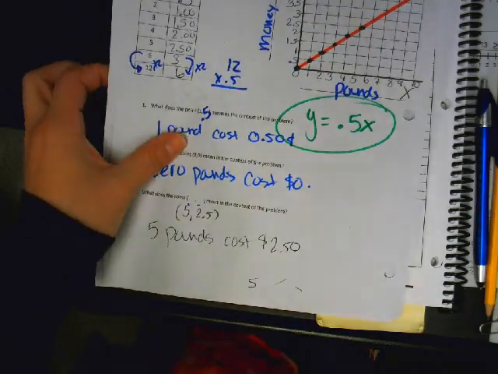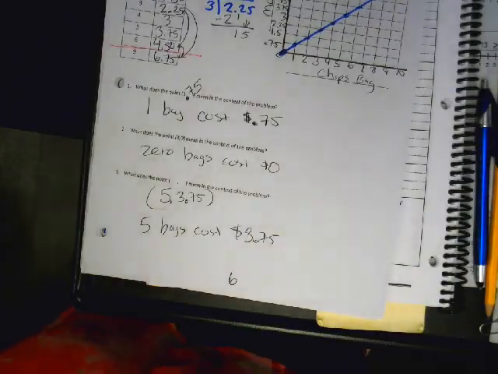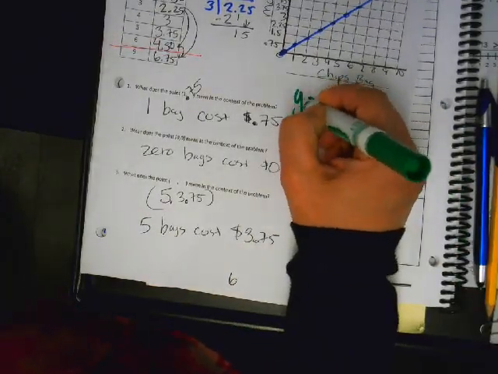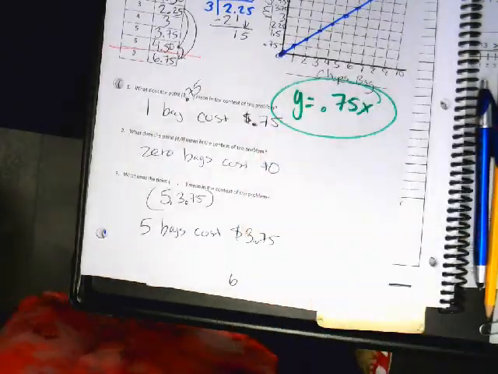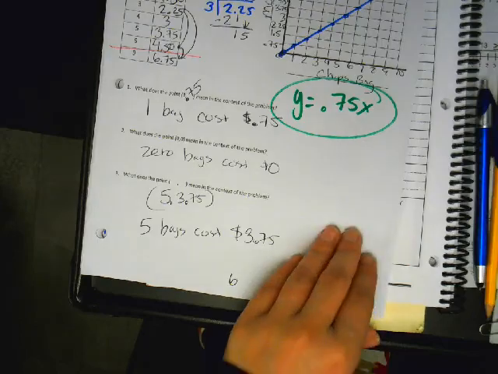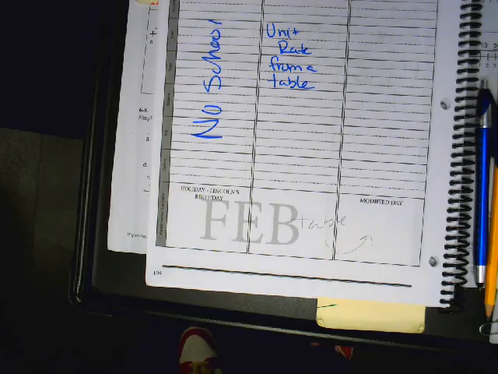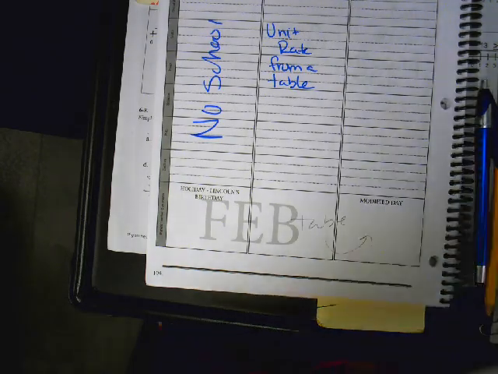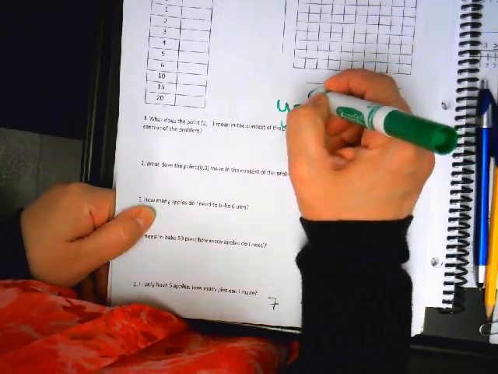Page 6. What's our equation? 0.75 X. Beautiful. Did you guys do page 7? Yeah. All right, what's the equation? 6X. Y equals 6X. Don't skip anything. It's as easy as it can be, but don't forget the y equals 6x.